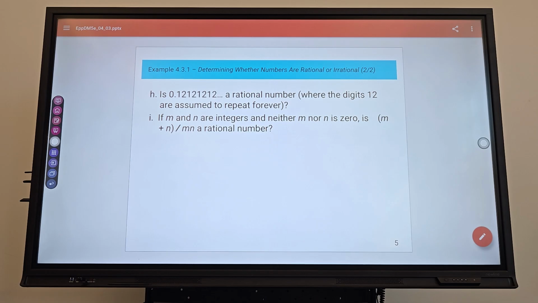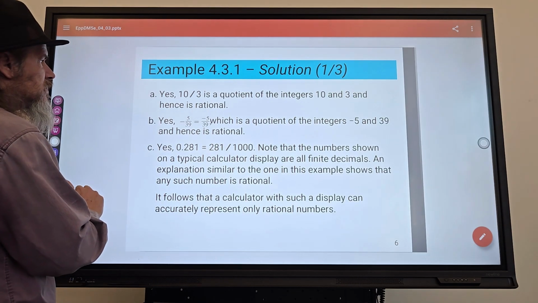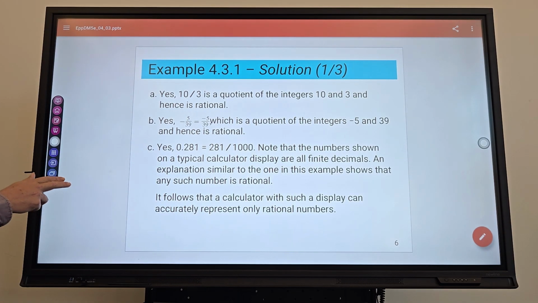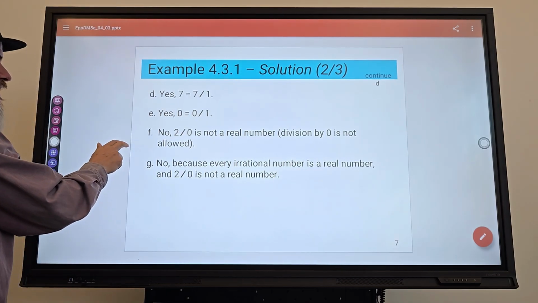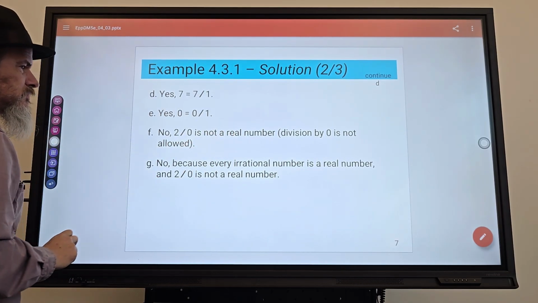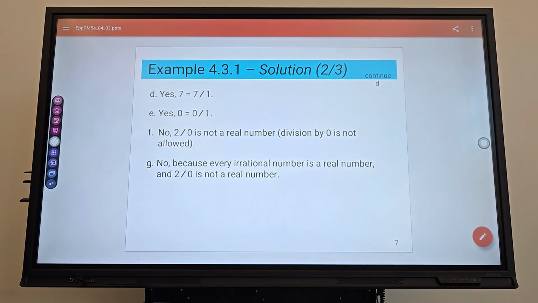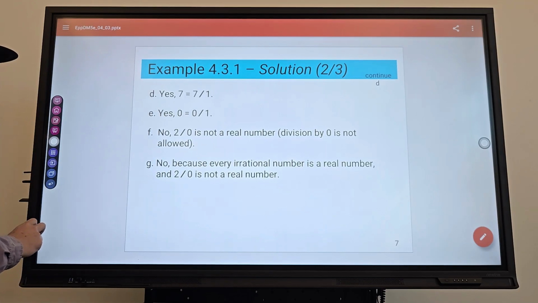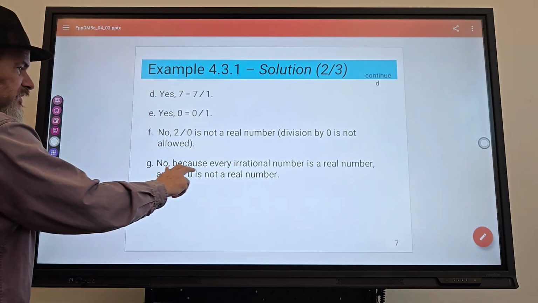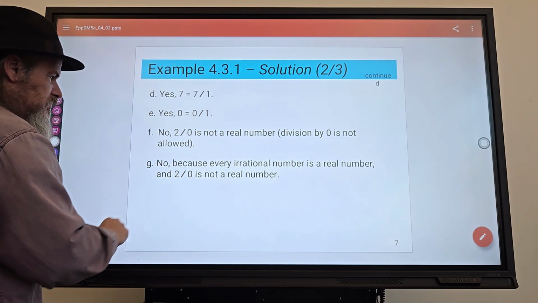Yeah, they're integers, so yeah, it's a rational number. Let's see here. Yes, yes, yes. Yes, yes, no, because it's not a real number. Yeah, it's not a real number, and division by 0 is not allowed. And no, it's not an irrational number because it's not a real number.